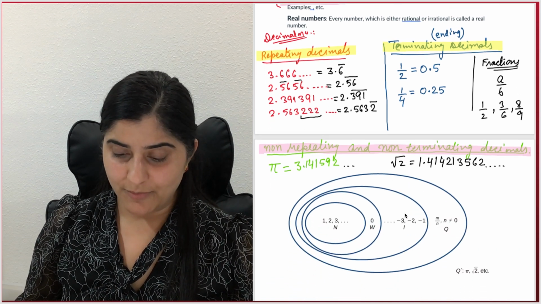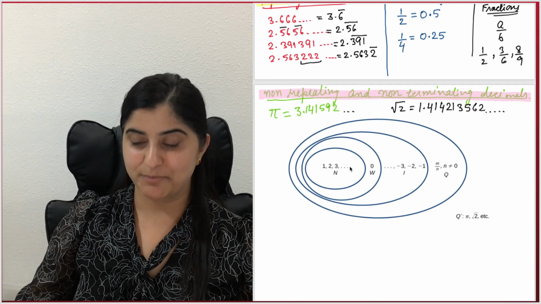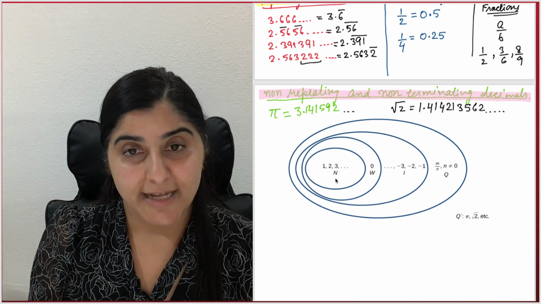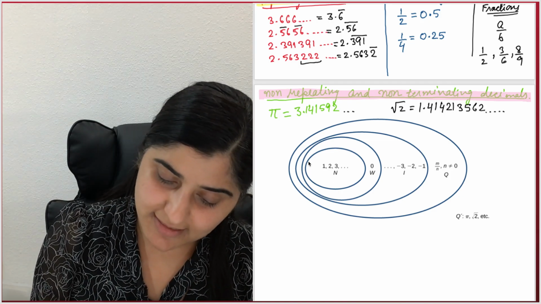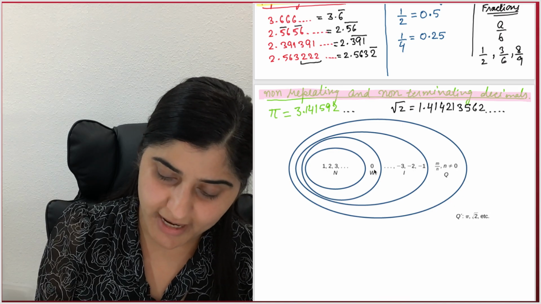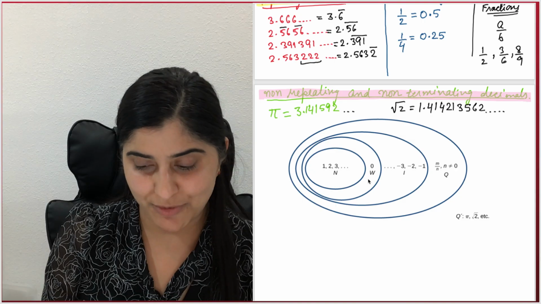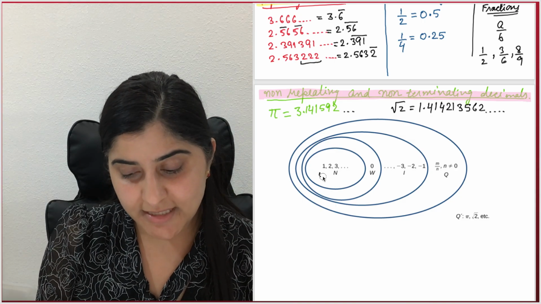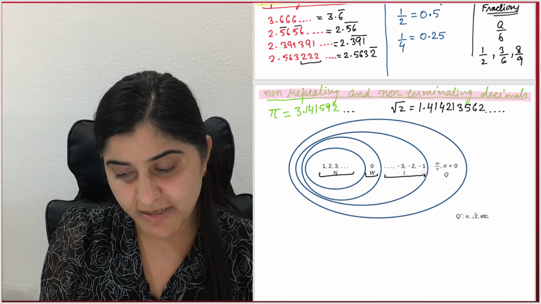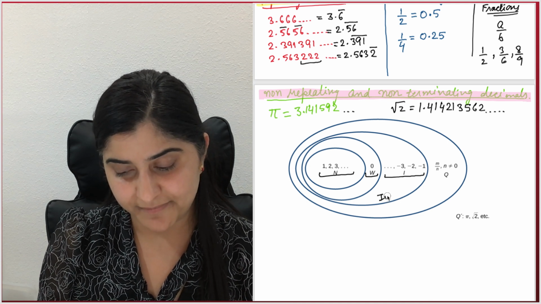Okay, so now we can summarize everything in this picture. N stands for the natural numbers. So this is a circle that contains all natural numbers, 1, 2, 3. Now if you add one extra, 0, this becomes the whole numbers. W stands for whole numbers. So these are all positive integers and this is 0. If you include all negative integers as well, this is the set of all integers.